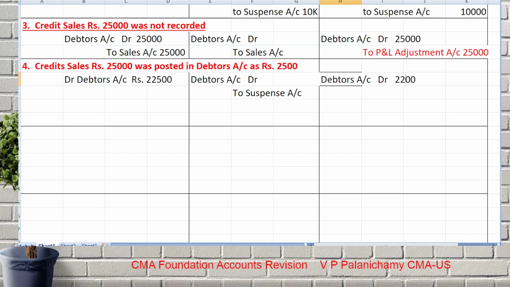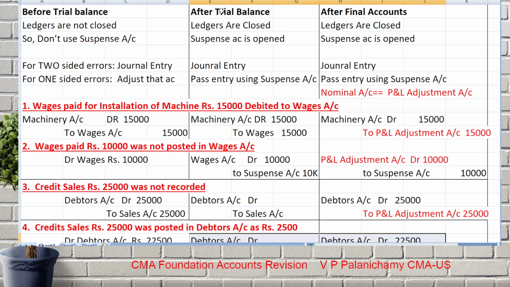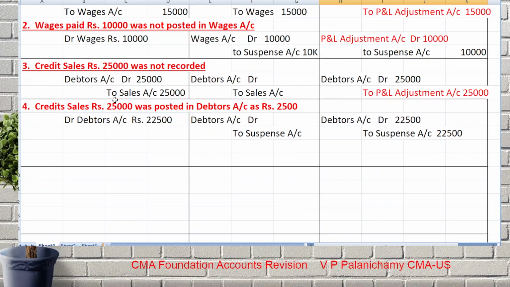Why doesn't the P&L adjustment account come here? No nominal account. There is no nominal account here, so after trial balance and after final accounts there is no change. There is a change only by one thing. What? If there are nominal accounts, which account should be used? P&L adjustment account. What is the reason? Nominal accounts are already closed in trading and P&L account. So instead of any nominal account, sales, purchases, wages, what should you do? Use P&L adjustment.